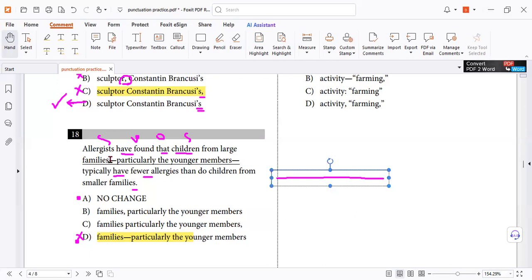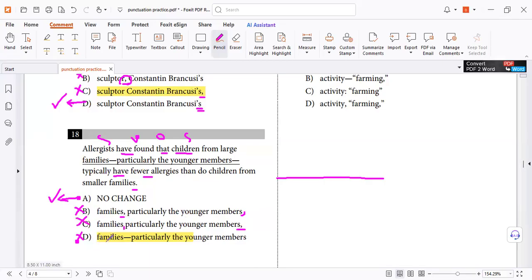So that means you need two similar dashes. That means A is correct. But wait, we need to prove it. For letter B, you can use a comma, but we need a second comma because it's non-essential. So one comma is wrong. Here is the same mistake, one comma and we need a second comma. Wrong.